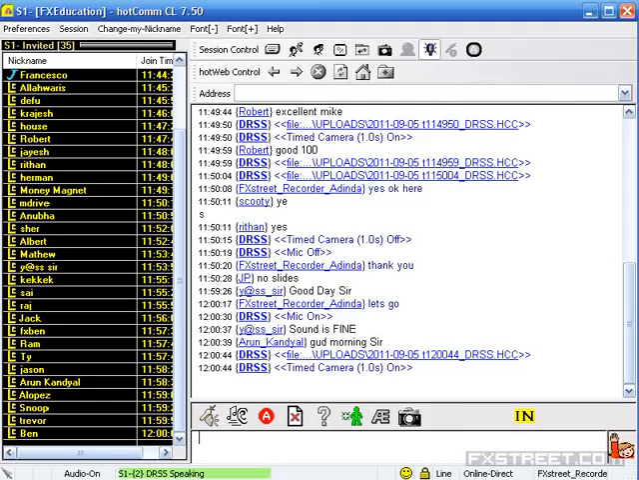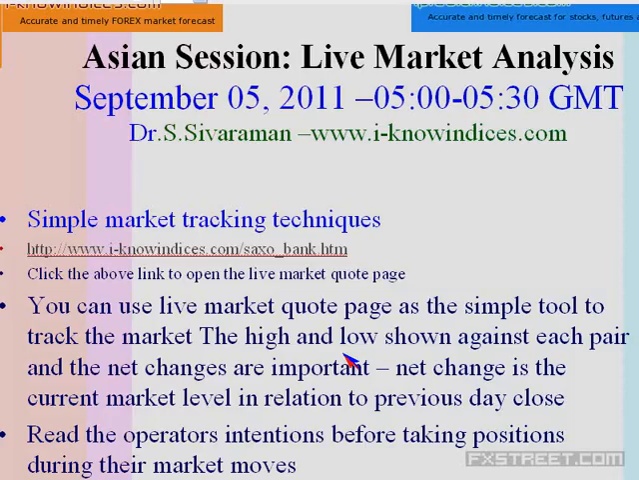Asian session live market analysis on September 5th between 5 and 5:30 GMT. So we will track the market using the live market code page and also refer to the high and low set for the day and the current level, and compare with the previous day using the net change. Thereby we will be able to understand what the players intend to do during the day. Then we will be able to easily take our trading decisions.